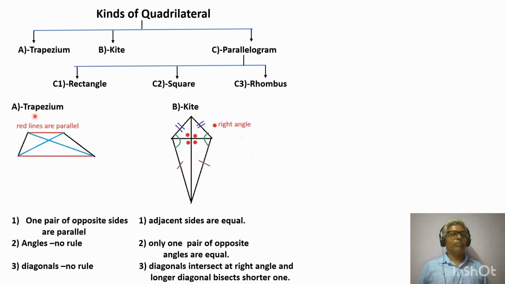So trapezium I have covered already. This is the same thing. One pair of opposite sides are parallel, and for angle and diagonal there are no rules. And for kite again the same thing. You can go through it, but we are presently trying to study this special parallelogram. So I am focusing only on this.